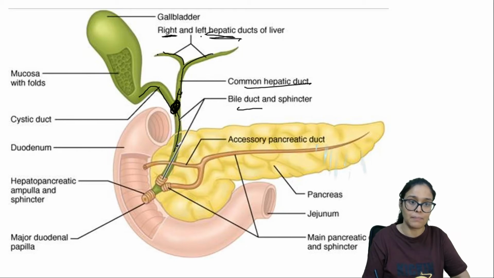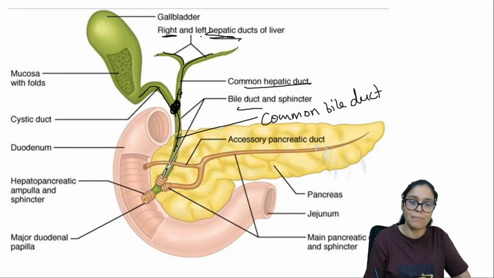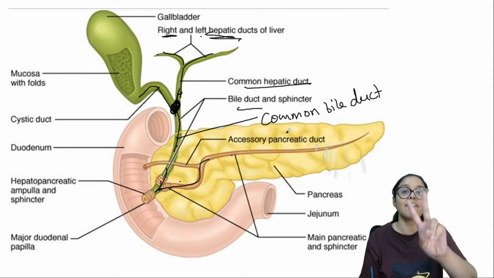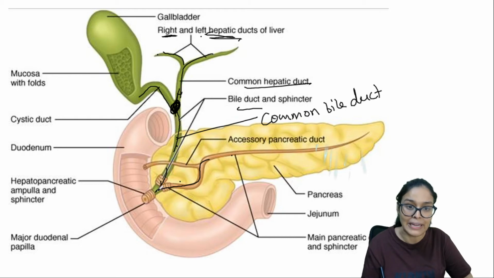This is known as the common bile duct. They have not marked it, but yes, this is the common bile duct. Obviously, this common bile duct will fuse with the main duct of the pancreas, the main pancreatic duct. Pancreas has two ducts. One is the main pancreatic duct, which fuses with the common bile duct and forms the hepatopancreatic duct, which is written over here. So this is the hepatopancreatic duct.